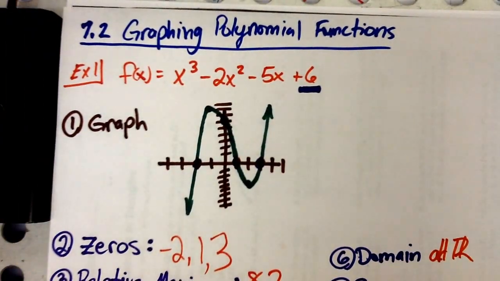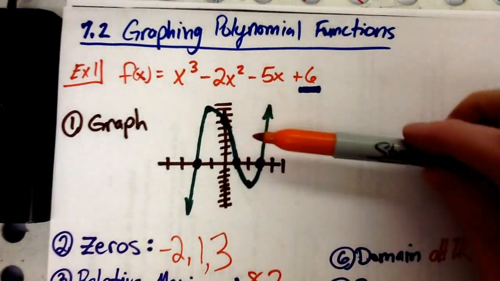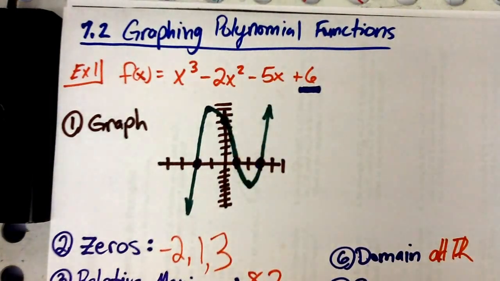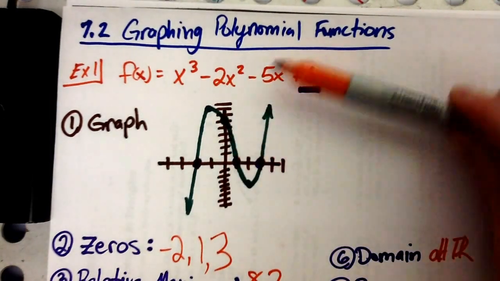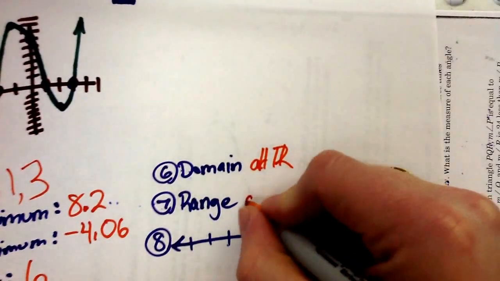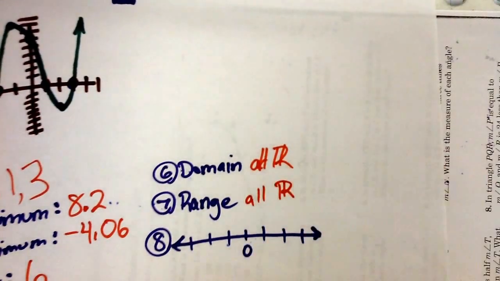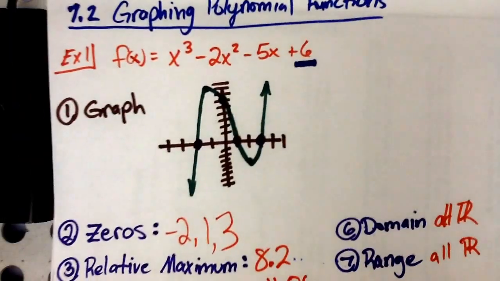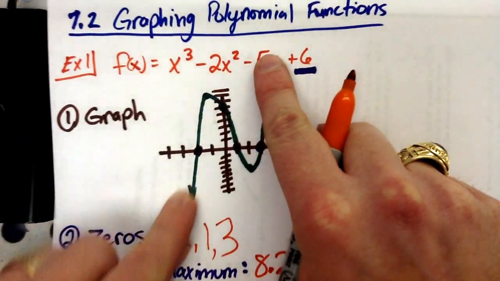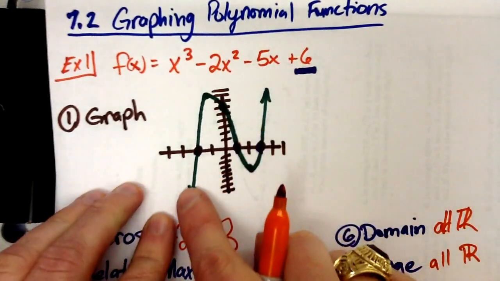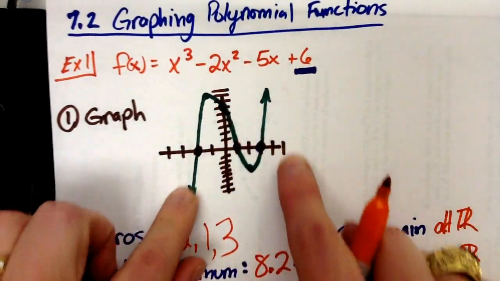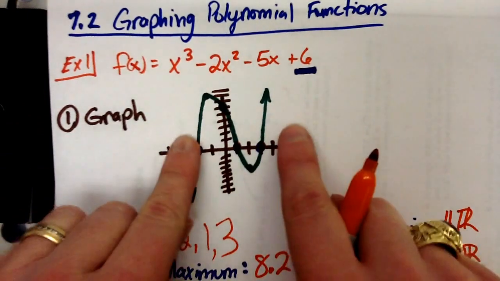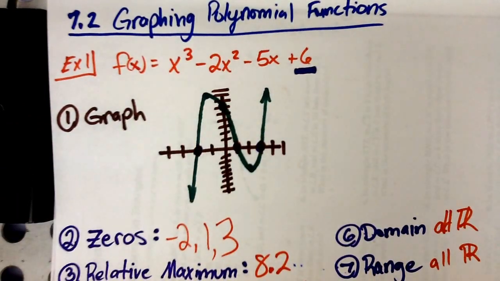And range is y values. How high does it go? How low does it go? This one will probably be easier to spot because it goes up forever, it goes down forever. Also, all real numbers. Okay. Most of these will be all real, especially if they go two different directions on the ends. If you saw one where the ends went the same way, they both pointed down or both pointed up, then you might have a limited range, and we'll talk more about those.